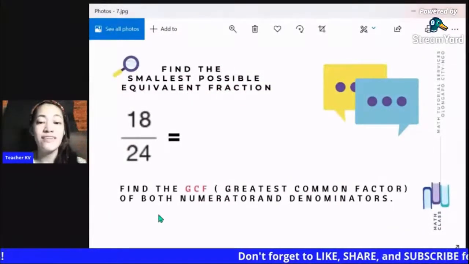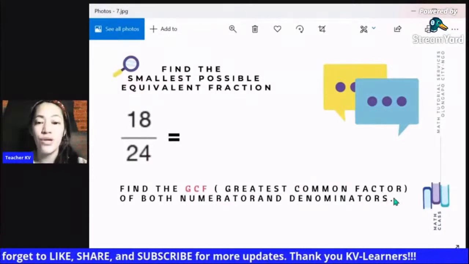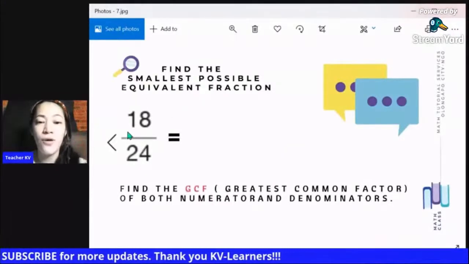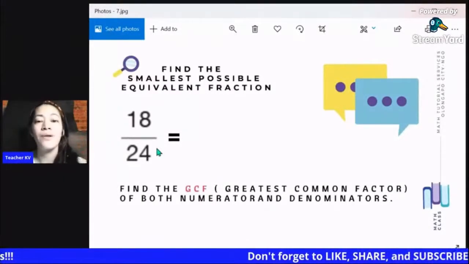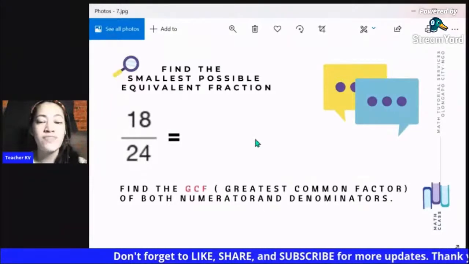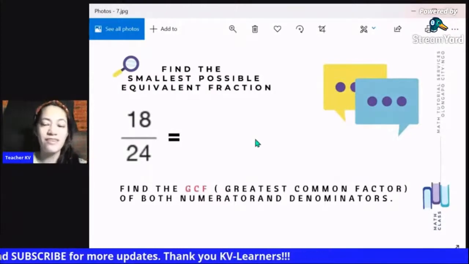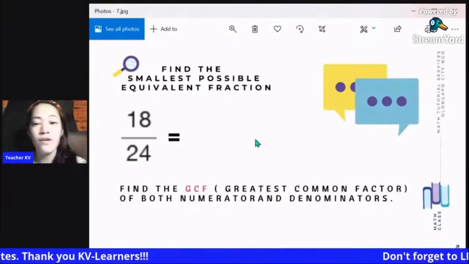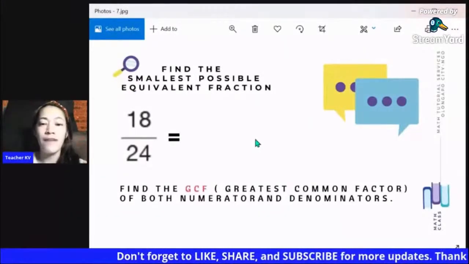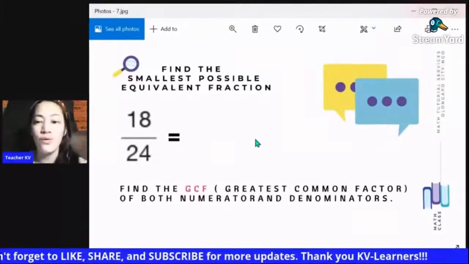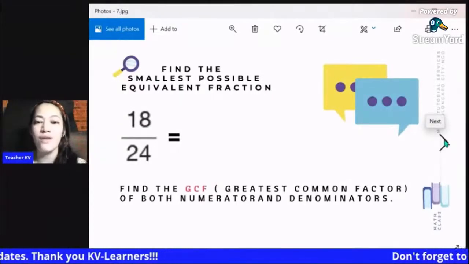Magagawa natin yon if mahahanap natin yung GCF or yung tinatawag nating greatest common factor. We need to find the GCF of our numerator and our denominator, which is 24. Sa mga hindi pa nakakaalam ng paraan kung paano mahanap ang GCF, meron tayong factoring method at yun muna yung ituturo ko sa inyo sa ngayon. Para hindi kayo malito, isang method muna tayo.